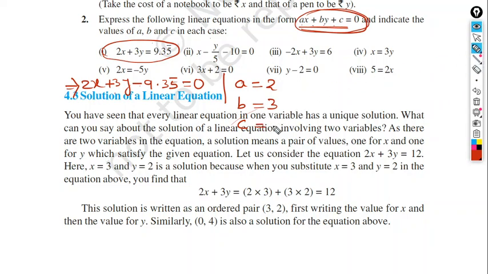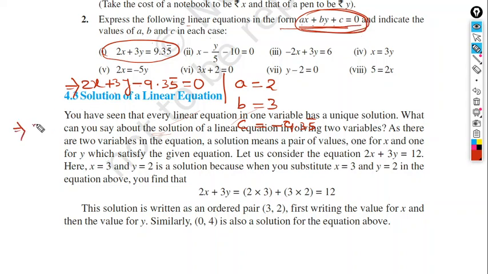It will be minus 9.35. Okay, it's saying express the following equation in the form... We have already got a, b, c. Now we can write them in the ax plus by plus c form. You can write like this.